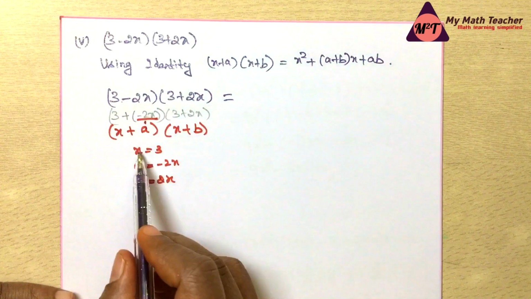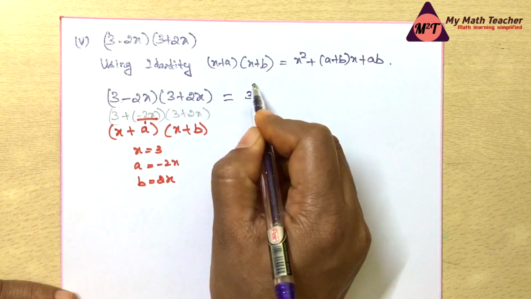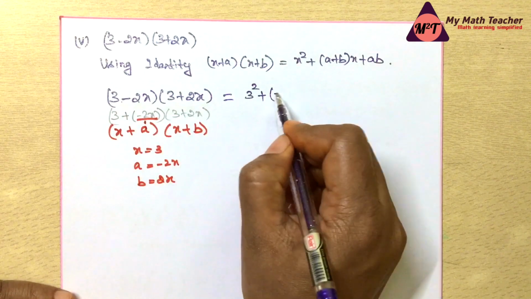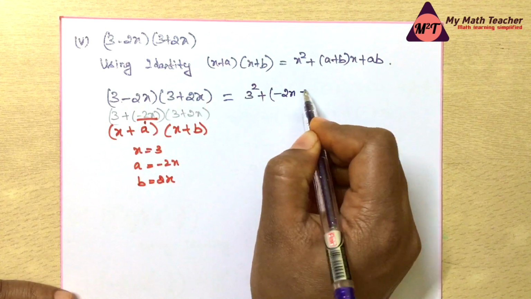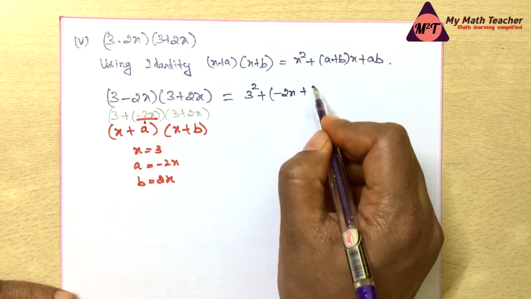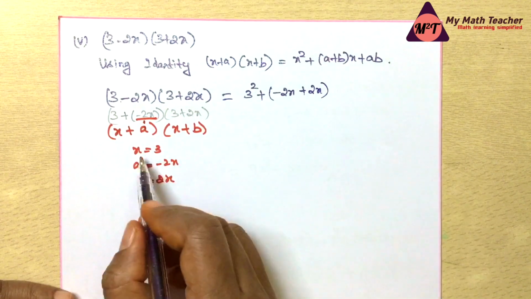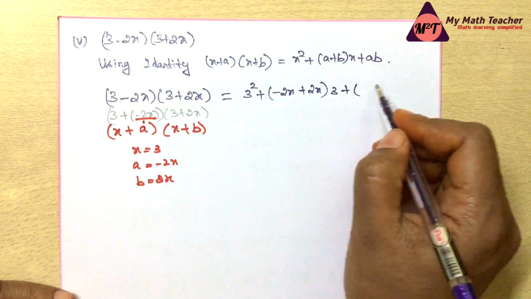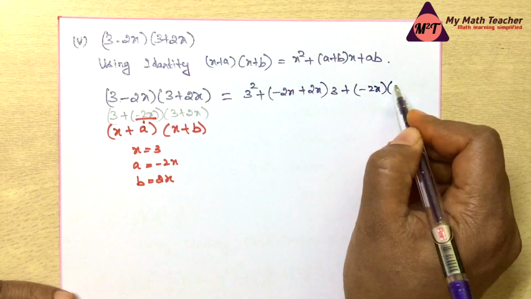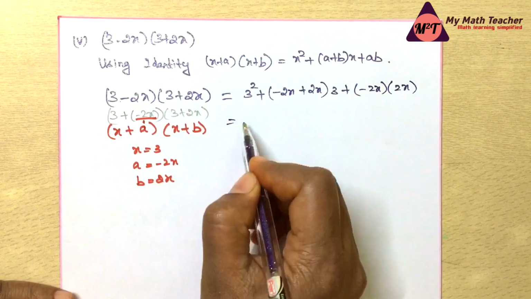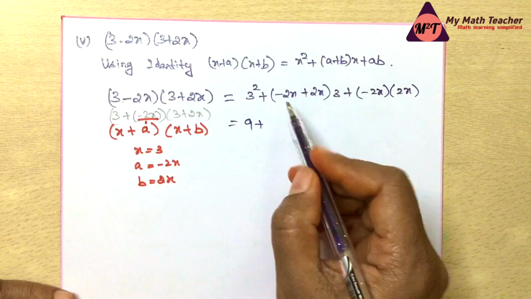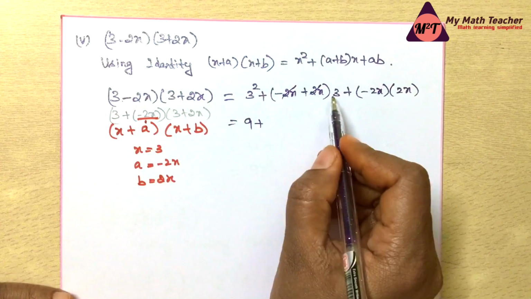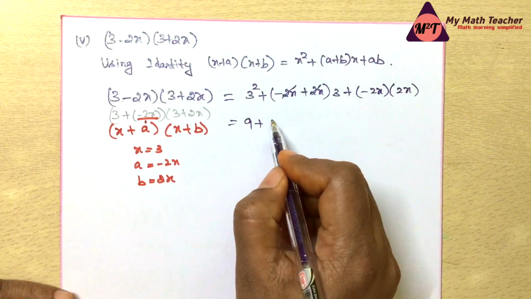x square, what is x value? 3. Square it plus a plus b. a is minus 2x plus b is 2x into x value. What is x value? 3 plus ab. a value is minus 2x into 2x. Here it is 9 plus minus 2x plus 2x will be 0 here. So 0 multiplied by 3, it is 0 only.